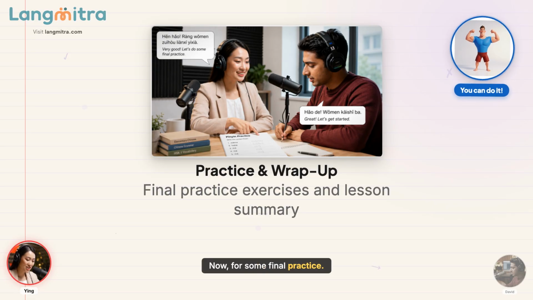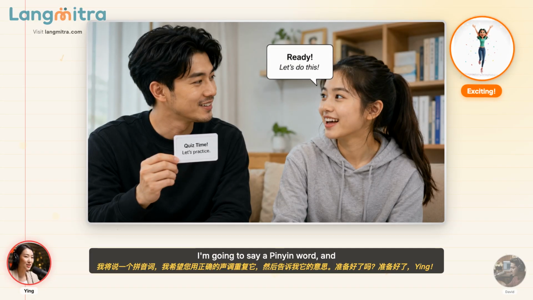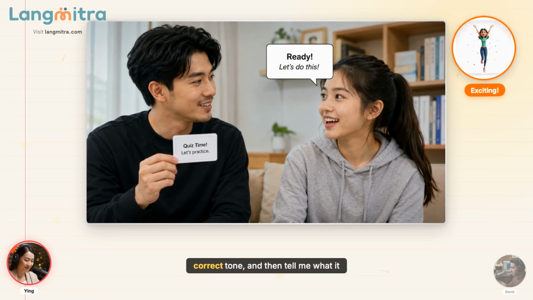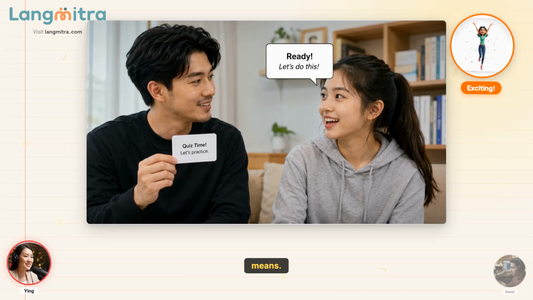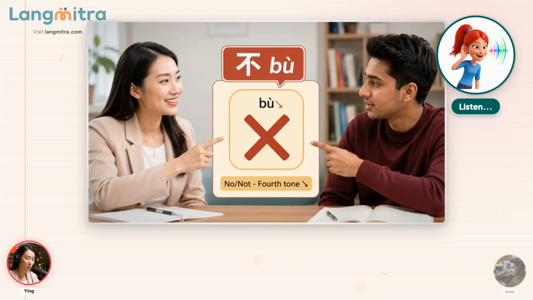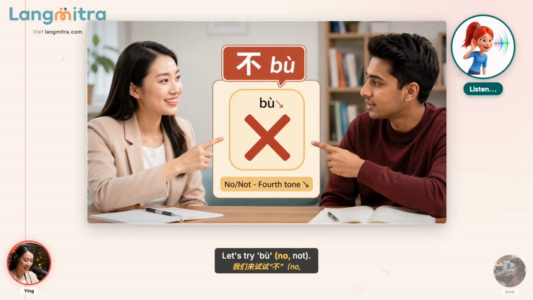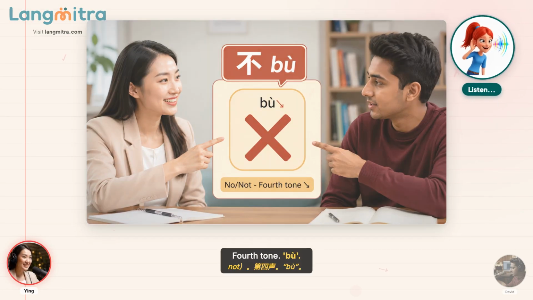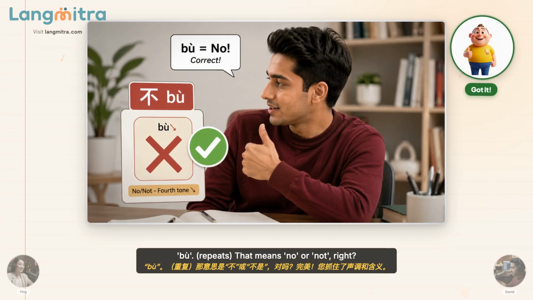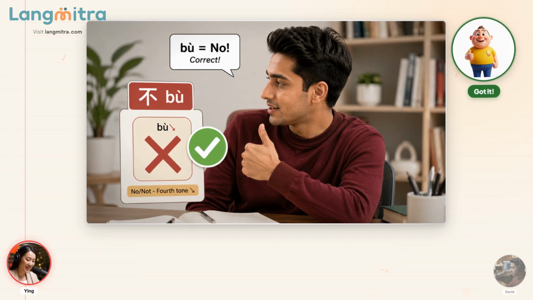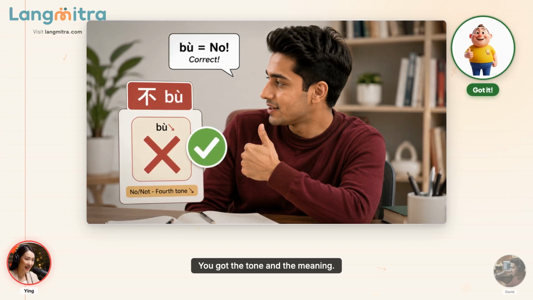Now, for some final practice, I'm going to say a pinyin word, and I want you to repeat it with the correct tone, and then tell me what it means. Ready? Let's try bu, meaning no, not. Fourth tone, bu, bu. That means no or not, right? Perfect. You got the tone and the meaning.